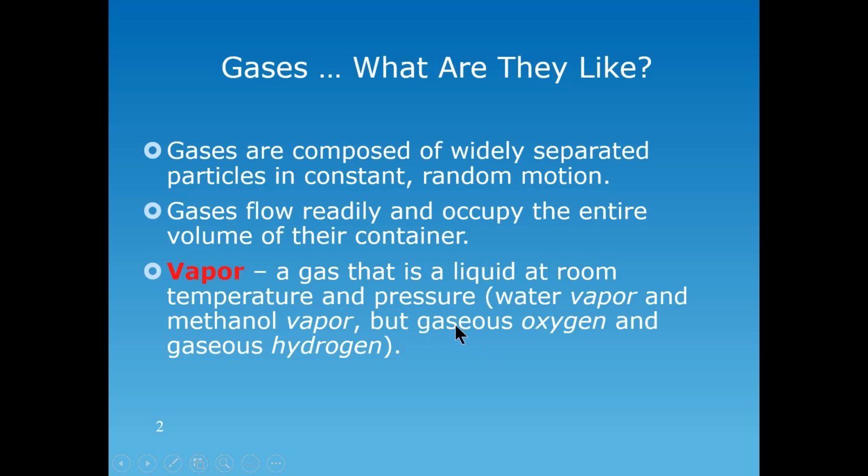At this juncture, I want to explain what the term vapor means. You may encounter the term vapor from time to time. A vapor is basically a gas which is normally a liquid under room temperature and pressure conditions. So, for example, we talk about water vapor and methanol vapor because water and methanol under normal room temperature and pressure conditions are liquids. But when it comes to gases such as oxygen and hydrogen, we do not use the term vapor, because, of course, these gases exist as gases under normal room temperature and pressure conditions.